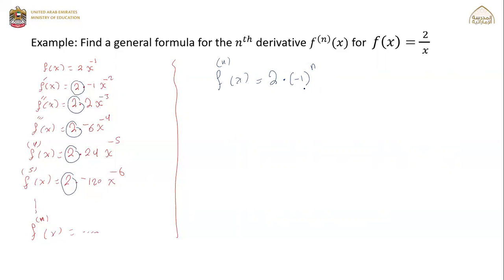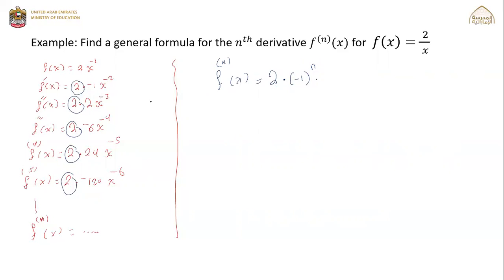So I will check first of all, minus 1 to the power n. The first derivative, 1, so minus 1 to the power 1, it's negative, it's correct. Minus 1 to the power 2, it's positive, and here it's positive, good. Third derivative, minus 1 to the power 3, it's negative, and here it's negative, okay. What about the fifth derivative? Minus 1 to the power 5 is minus 1, so it's okay. The generalization is good for these signs.